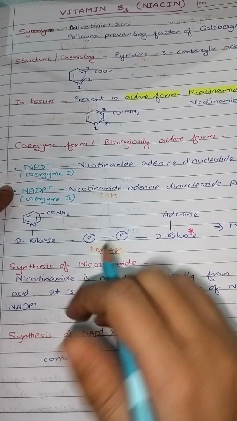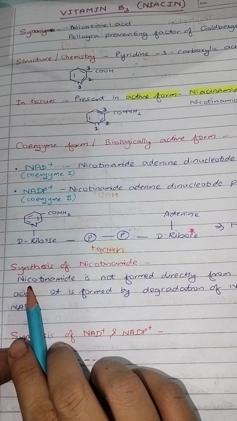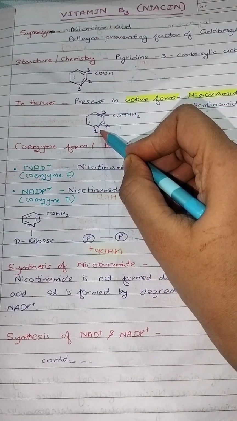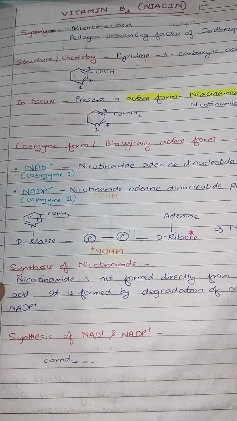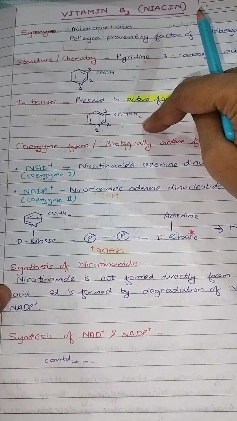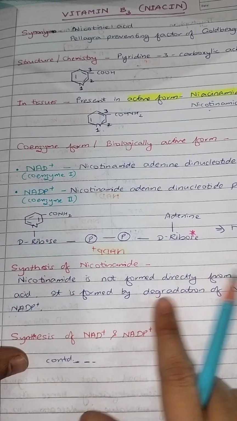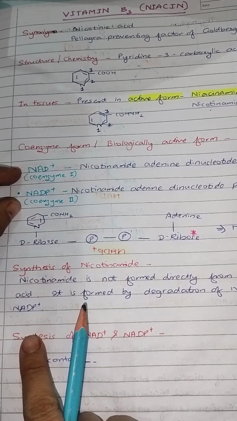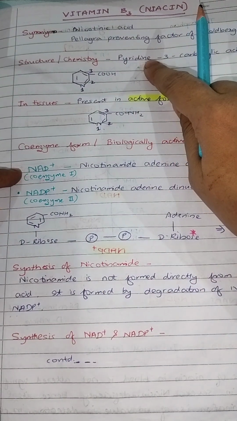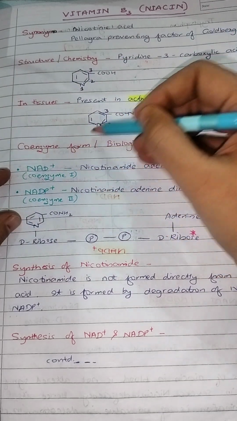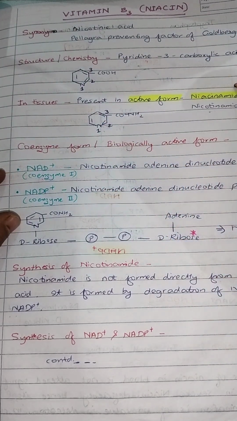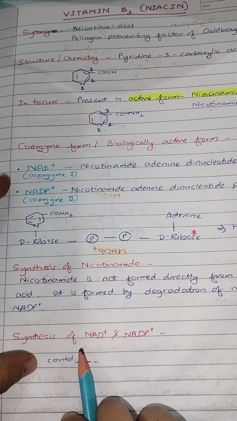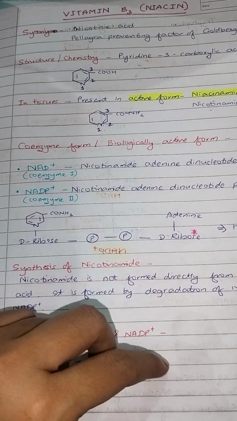Now coming to the synthesis of nicotinamide. The active form of the vitamin, nicotinamide, is not formed directly from nicotinic acid. Means from this inactive form, nicotinamide is not formed directly. It is formed by the degradation of NAD plus and NADP plus. So these two are formed in our body from this structure, pyridine 3 carboxylic acid, and these undergo degradation to form the active form, that is niacinamide or nicotinamide. So how NAD plus and NADP plus are synthesized, let's see.